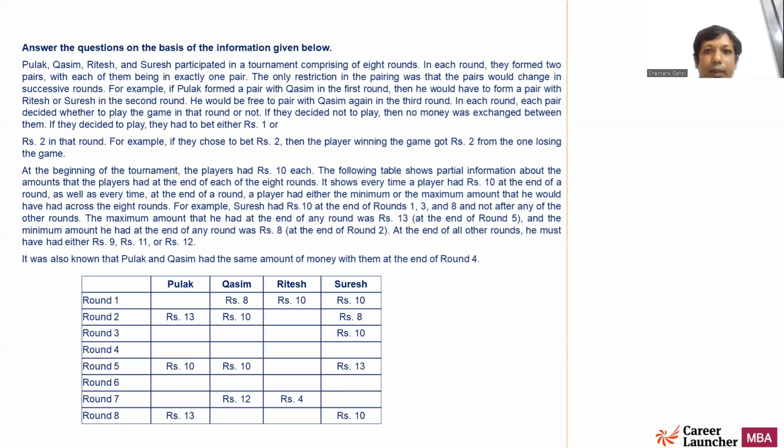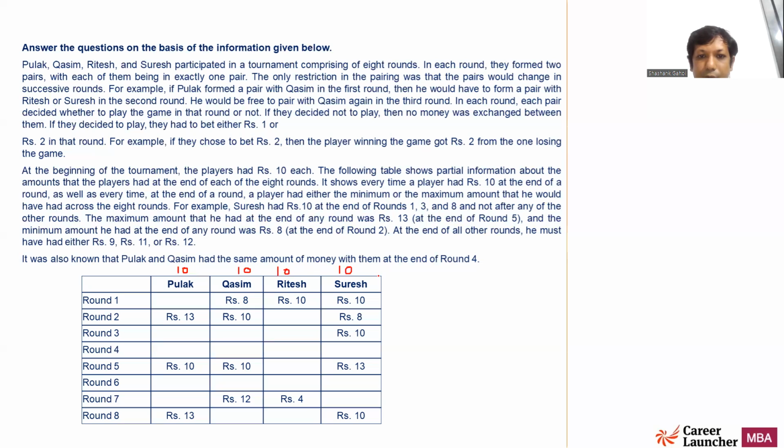Okay. Now in each round, each pair decides whether to play a game in that round or not. If they decide not to play, then there is no money exchanged. If they decide to play, they have to bet either 1 rupee or 2 rupees in that round. For example, if they choose to bet 1 rupee, then the winning player is going to get 2 and the losing player is going to lose 1. Okay, fair enough. So everyone is starting with 10, 10, 10, 10.